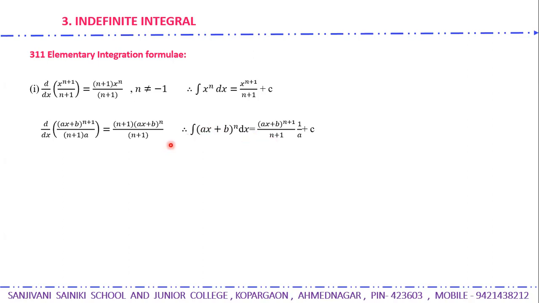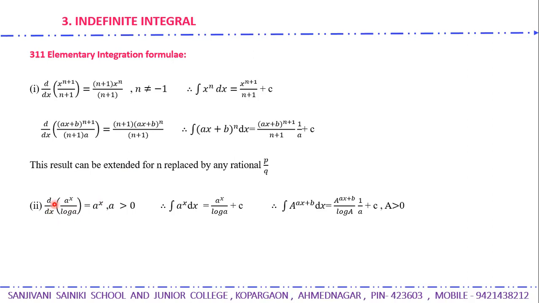So the integration of (ax plus b) raised to n is (ax plus b) raised to n plus 1 upon n plus 1 upon a. This a in derivative gets multiplied, and in integration this a gets divided.